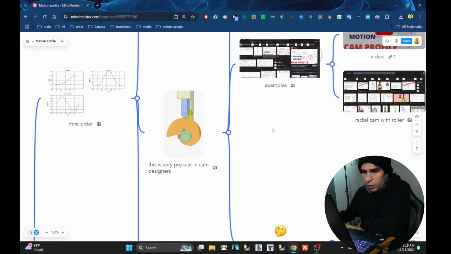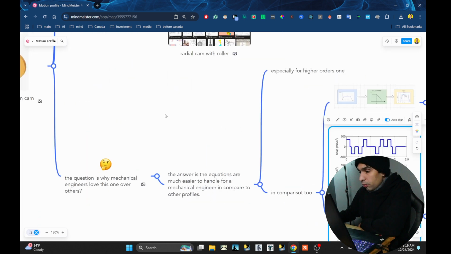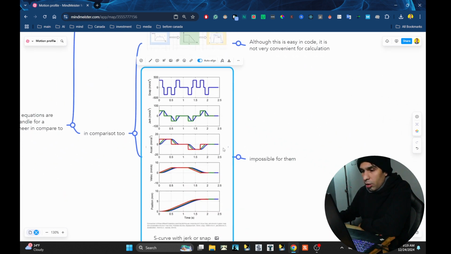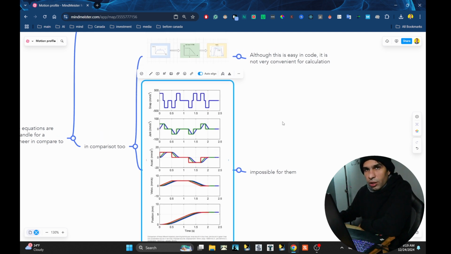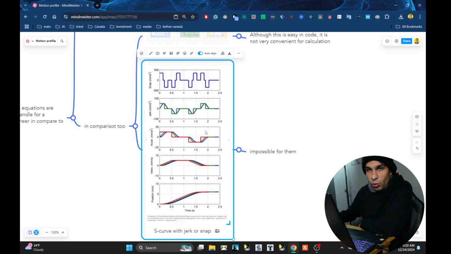So if you are a mechanical engineer, I believe that this would be very useful to you. By the way, you may ask why they don't use other profiles, for example something even more difficult, something with jerk. If you ask why they don't use something simpler like the T-curve, that is lower order. If you ask why they don't use something higher order, like jerk or snap, those are even more difficult to calculate.